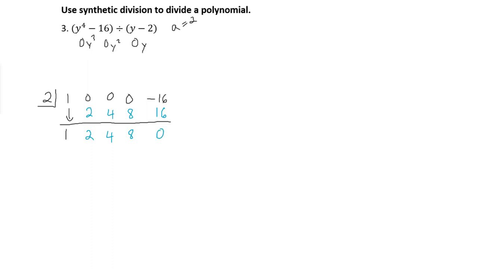So no remainder here. When we apply that division, it becomes y to the third, because we go from power 4 to power 3, plus 2y squared plus 4y plus 8. And that's how we apply synthetic division.